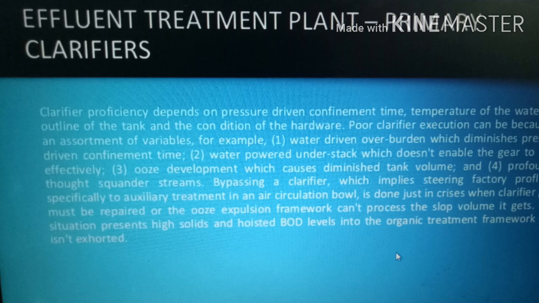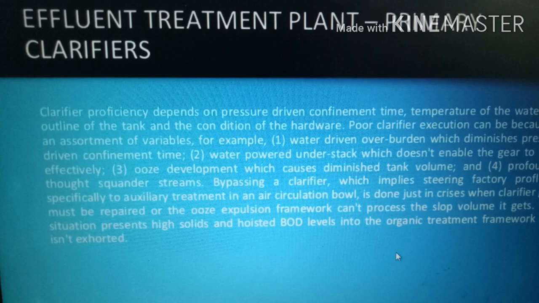The clarifier efficiency depends on the hydraulic detention time, the temperature of the water, the design of the tank and the condition of the equipment. Poor clarifier performance can be due to a variety of factors. For example, number one, hydraulic overload, which decreases hydraulic detention time. Number two, hydraulic underload, which does not enable the equipment to work effectively. Number three, sludge buildup, which causes decreased tank volume.